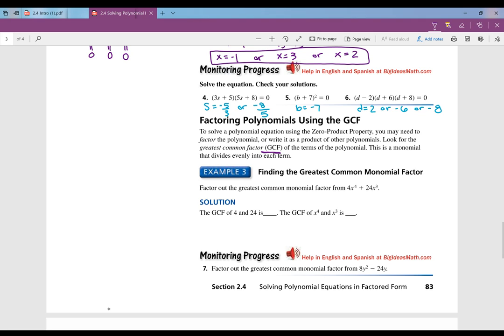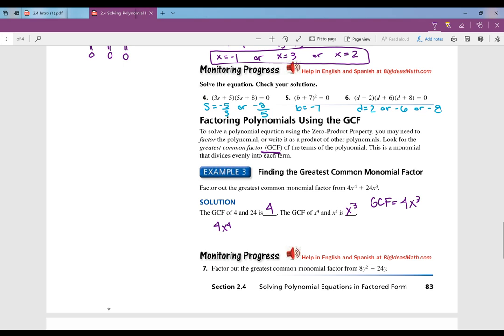So if we're looking between 4 and 24, what is our GCF? Well, that would be 4, right? 4 goes into both 4 and 24. And if we're looking at x^4 and x^3, our GCF would be x^3, right? They both have 3 x's. So if our GCF is 4x^3, remember that means we need to divide it out.